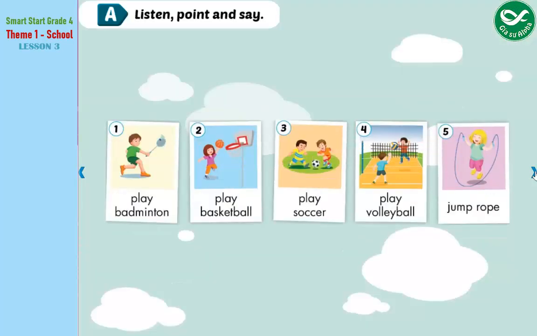A. Listen, point, and say. 1. Play badminton. 2. Play basketball. 3. Play soccer. 4. Play volleyball. 5. Jump rope. 1. Play badminton. 2. Play basketball. 3. Play soccer. 4. Play volleyball. 5. Jump rope.